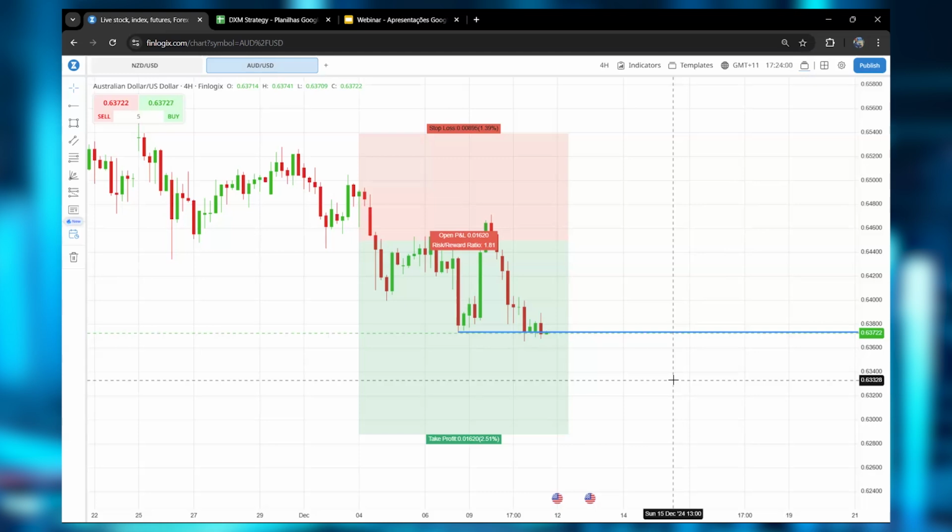Did anyone catch this trade? Just send me a message on the chat. If you guys caught this trade, that's pretty good. It just depends how much you risked. So let's say if you risked the same 1.5% as we did, then you could be making somewhere around 1.5% already just now from your trading account. So really good. Let's move on.